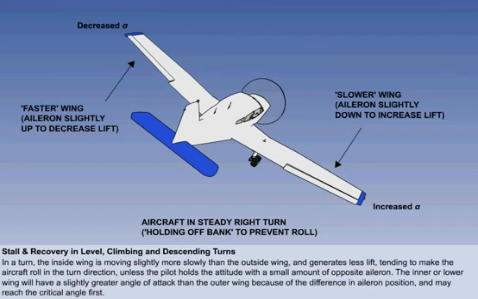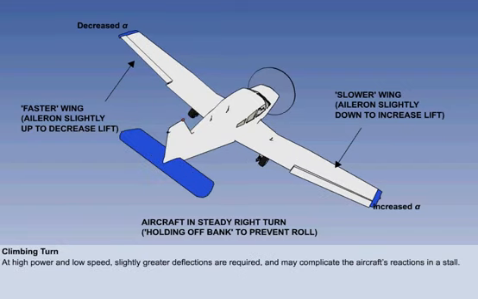The inner or lower wing will have a slightly greater angle of attack than the outer wing because of the difference in aileron position, and may reach the critical angle first. In a climbing turn, the airspeed is likely to be lower, but with full or high power, and in a single propeller aircraft, the rolling and yawing forces from the propeller and its slipstream will add to the control deflections required for balanced flight, and may complicate the aircraft's reactions in a stall.